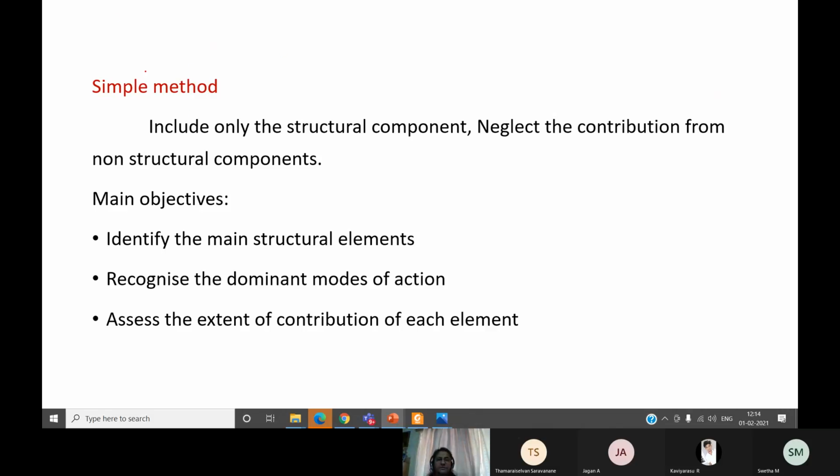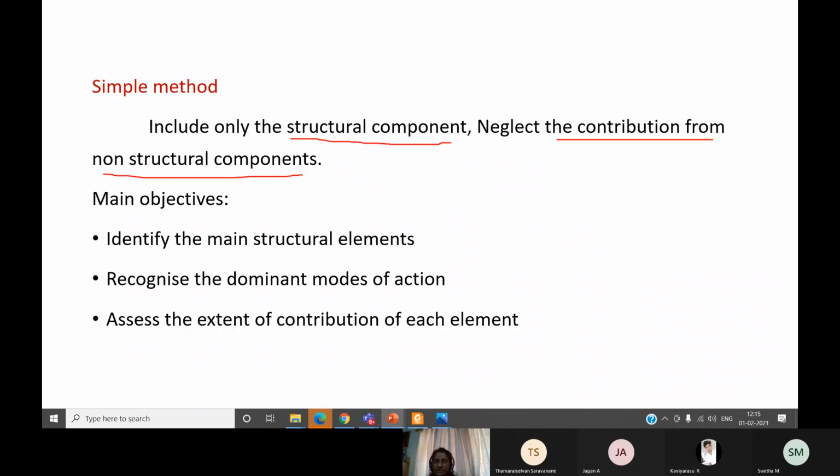Now in the analysis, you know tall structure analysis is not that simple, because it's such a complicated structure when you consider the entire structure. But in a simple method, for the initial analysis, you can include only the structural component and neglect the contribution from the non-structural component. If you want an immediate, approximate analysis in a simple way, just include only the structural components and neglect all the contribution from non-structural components.